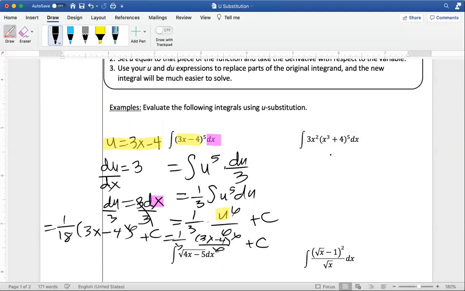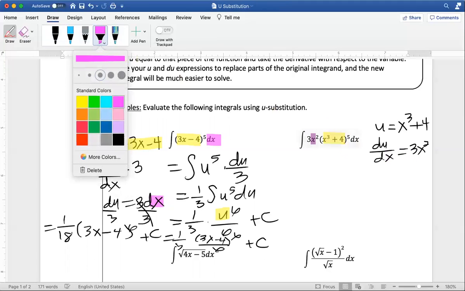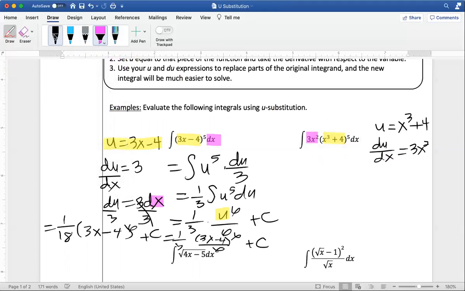Okay, so let's try again. This one looks really similar to the one we just did, right? I'm going to pick that inside stuff again to be my u. So I'm going to say u is x cubed plus 4. Then remember that what I do is take the derivative of that. du dx is 3x squared, plus 0. If you notice, I have 3x squared inside of here. So du is 3x squared dx.